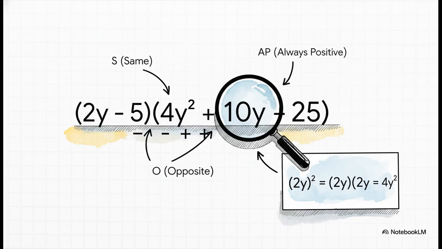Now be careful with this next part. The formula has an a squared in it. Our a is 2y. So what's 2y squared? It's not 2y squared. It's 2y times 2y, which gives us 4y squared. That is a super important detail to get right.